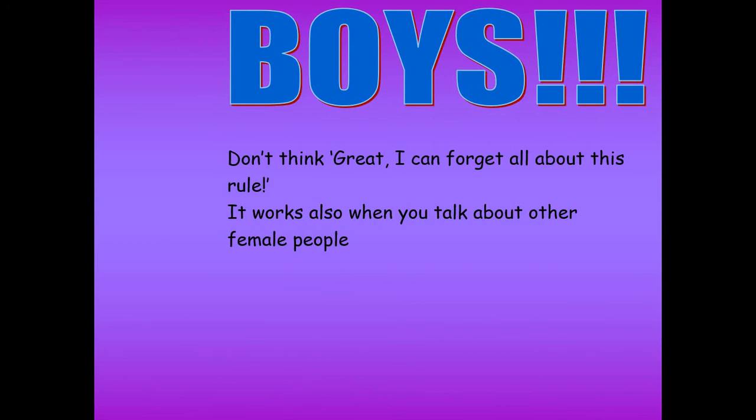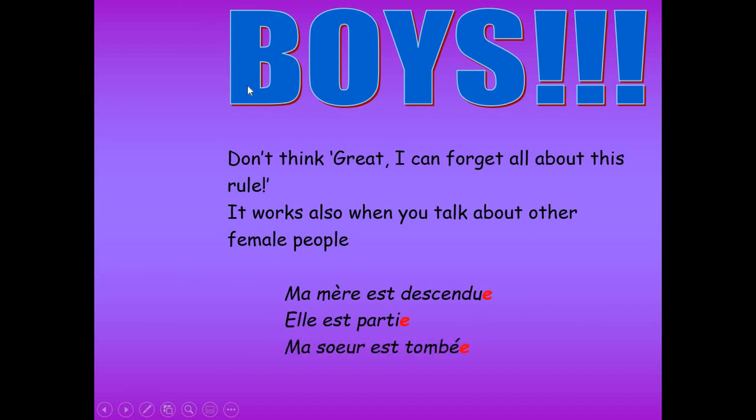Boys. This doesn't mean that you can forget about it all. It works for you when you talk about female people. Ma mère est descendue. I'm adding an E here because I'm talking about my mother, who's a female, even though I'm a boy. Doesn't matter. She left. Adding an E because I'm talking about she, who is a female, even though I'm a boy. My sister fell. I'm adding an E because my sister's a girl, she's female, even though I'm a boy. And so on.